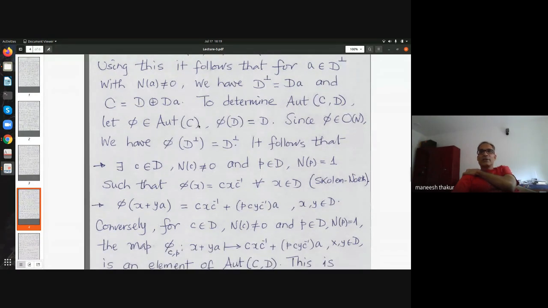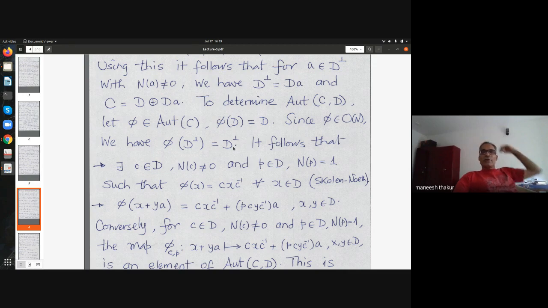And we wish to determine those automorphisms of C which leave D invariant. So let's take one such automorphism. So phi is an automorphism of C and maps D to D. And we already saw that it preserves the norm form. So it is in the orthogonal group of N. Because of that, it will follow that it maps D perp to D perp.